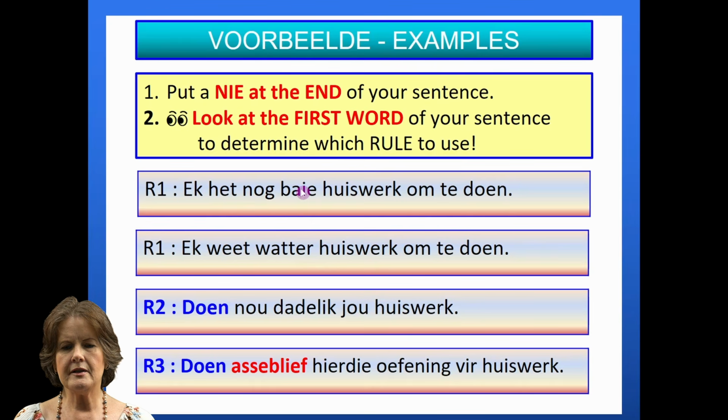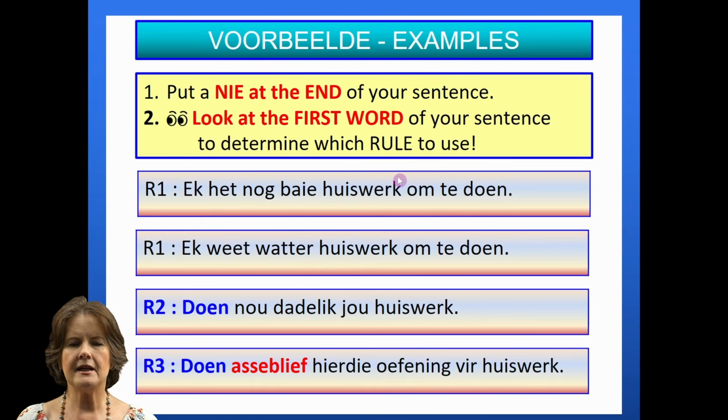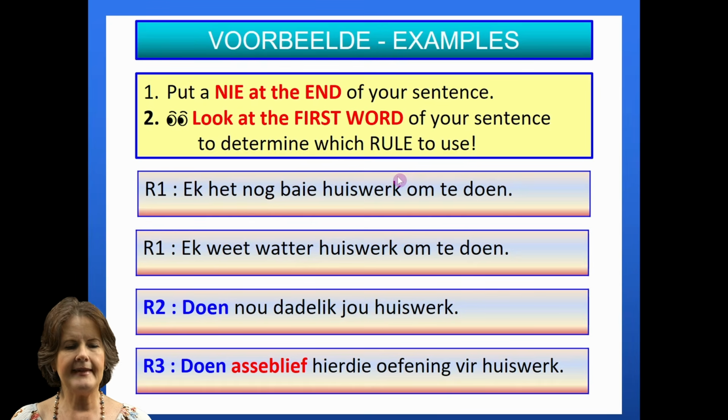So if we give you this sentence, the first thing I want you to do is to put a nie at the end. You see? And then you look at the first word there. So nie at the end, the first word. If that word is not a verb, you are dealing with rule 1. If it is a verb, you are dealing with rule 2 or rule 3.